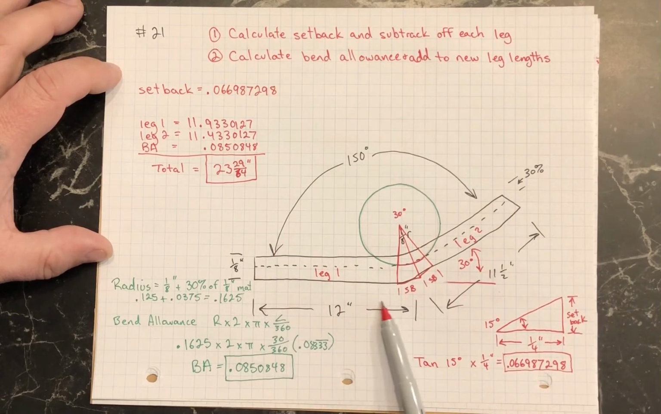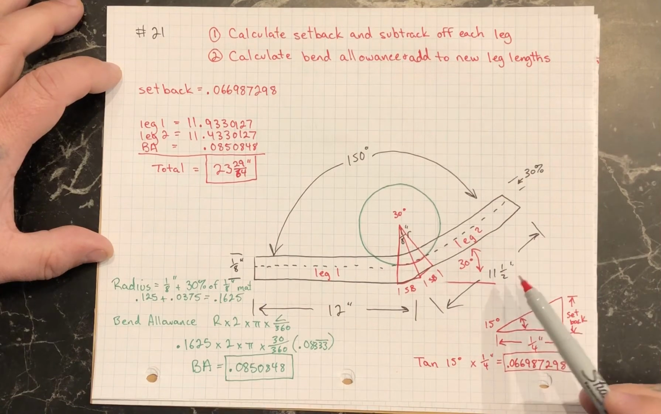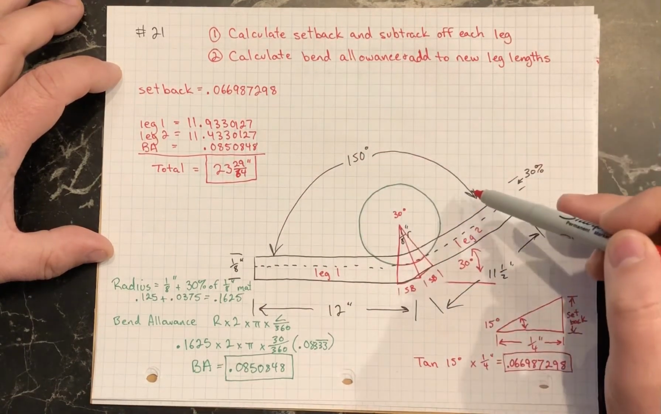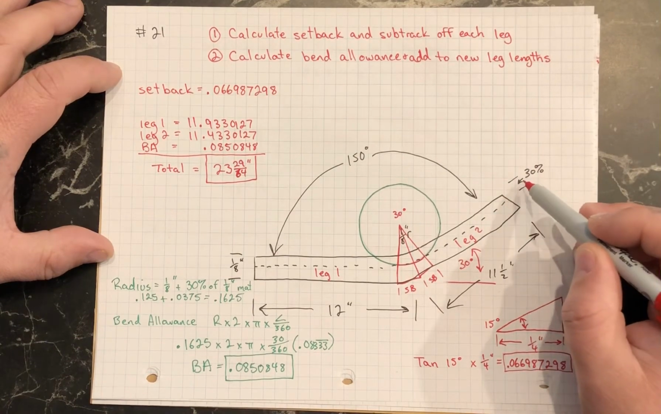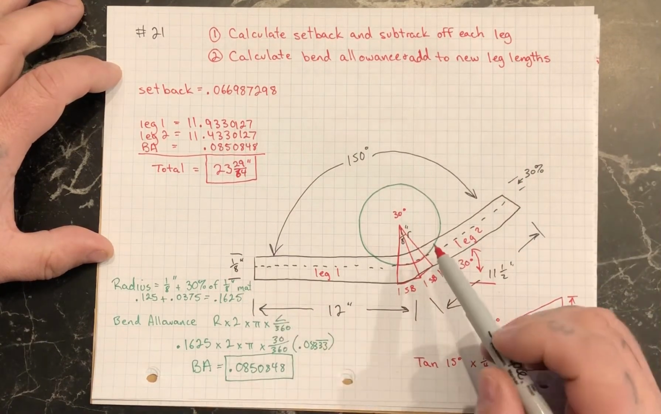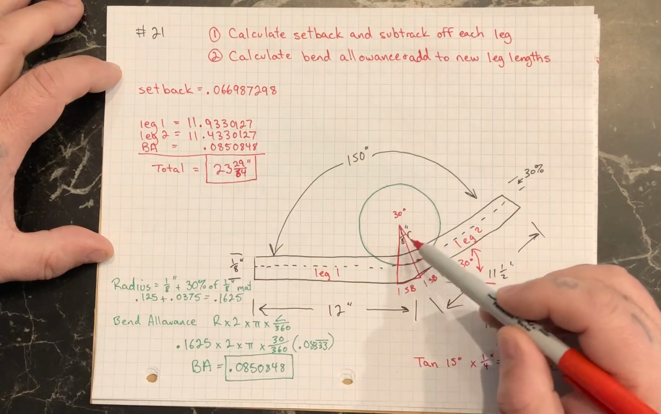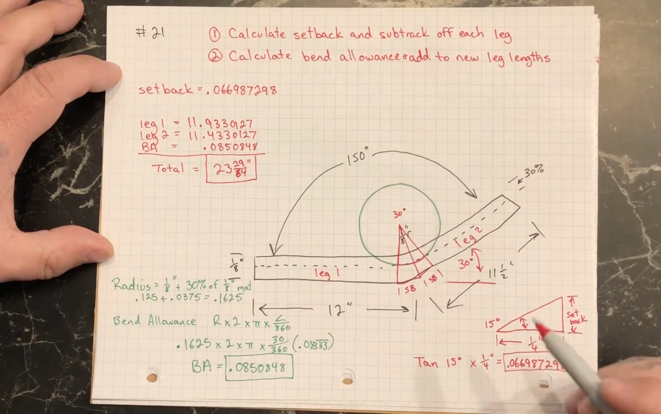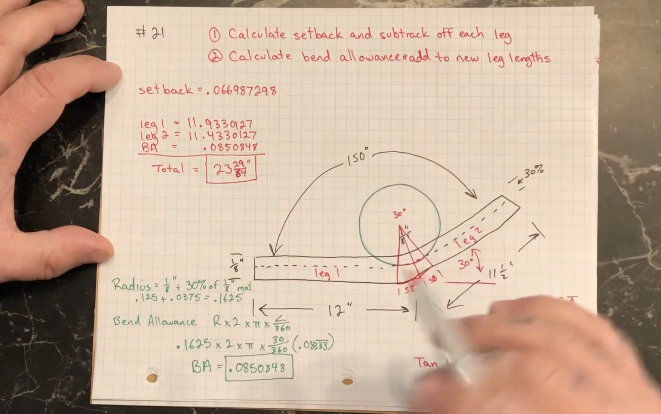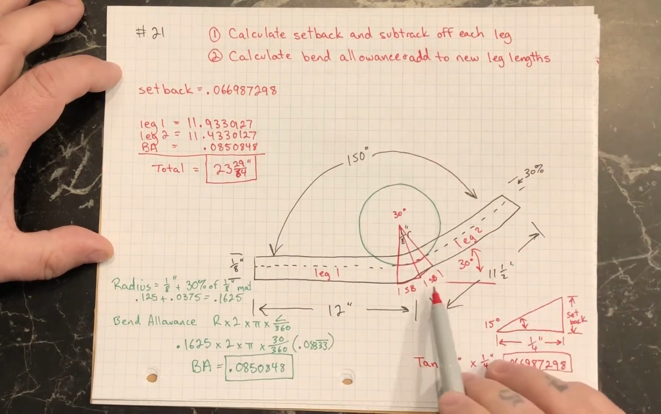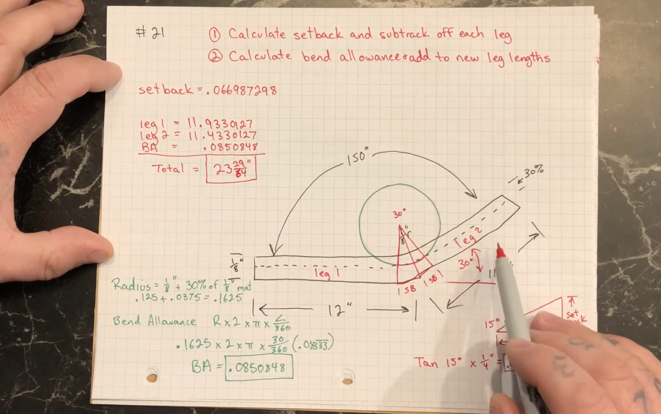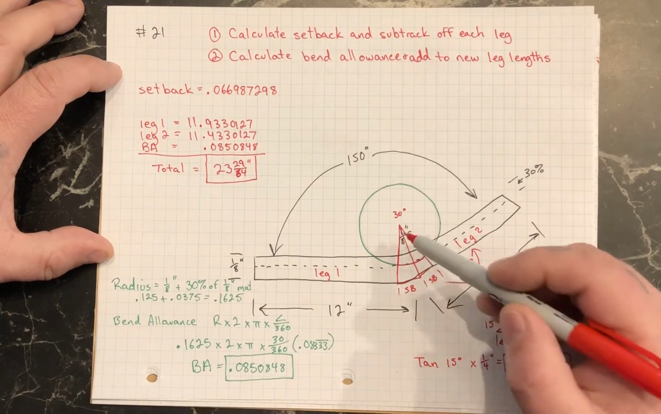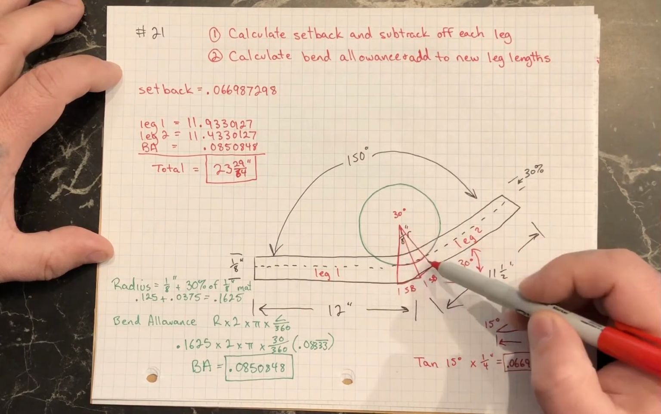It has one leg that's 12 inches long, and one leg that finishes off at 11.5 inches long. It has 150 degrees of bend in it, and a neutral line at 30%. The material is 1/8 thick, and it has an inside bend radius of 1/8 of an inch. That 150 degrees is not important. What we need to know is that it bends up 30 degrees, from flat up 30 degrees.